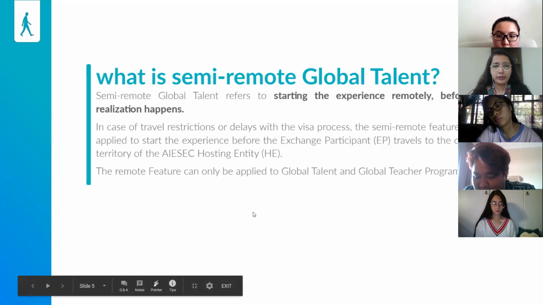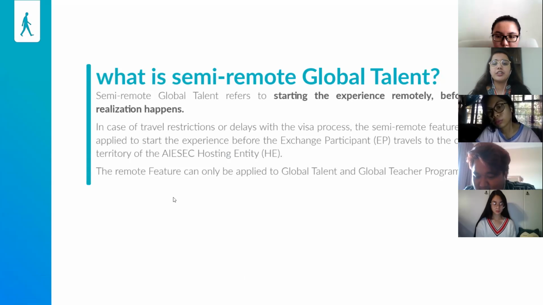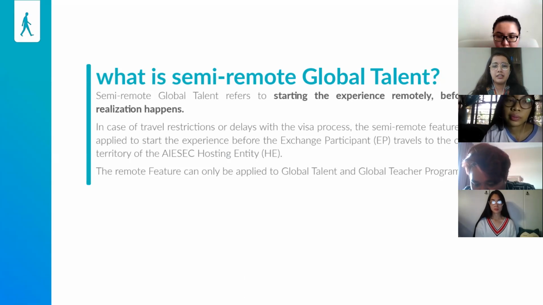So, with Global Talent and Global Teacher came the idea of semi remote internships. And semi remote global talent refers basically to starting the experience from home, starting the experience remotely, and then eventually ending it in a realization. So, half of the experience is something you do where you're living. Remotely, you live half of the experience, and then half of the experience you live in the actual country. And so, in case of travel restrictions or delays, the semi remote feature can be applied to start the experience before the exchange participant travels to the country or territory of the ISEC host entity.